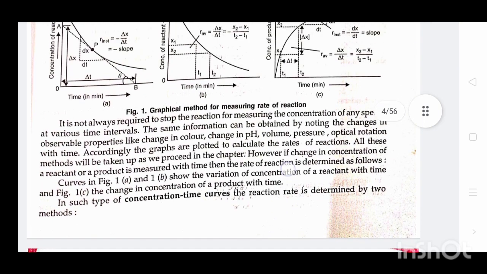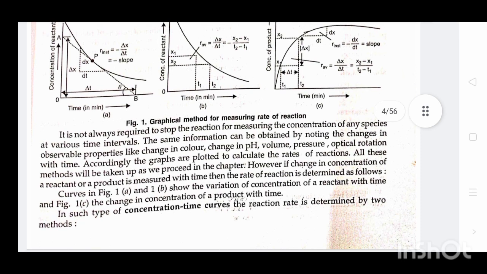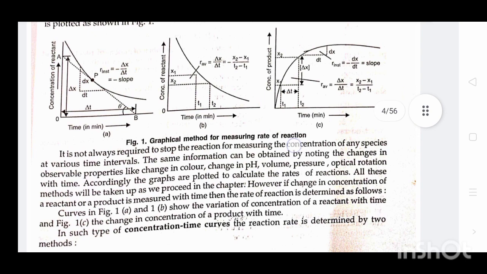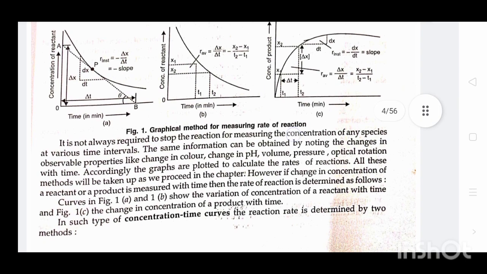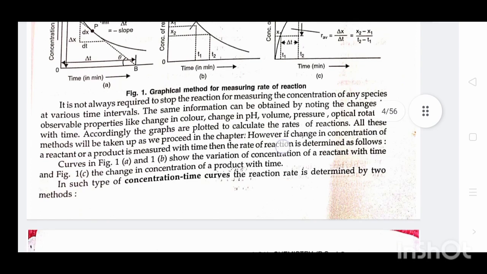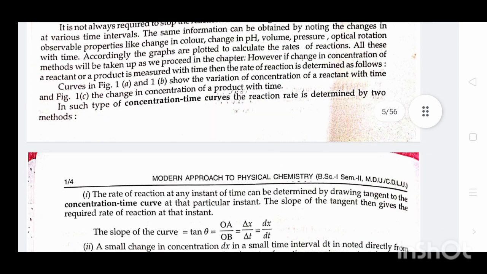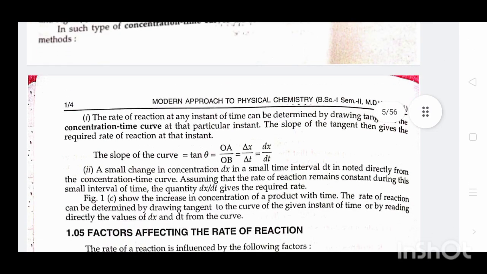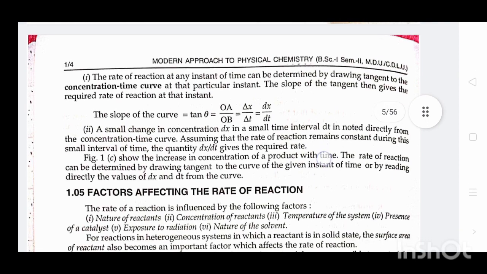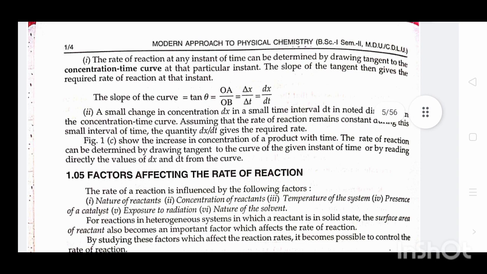Curves in figure 1A and figure 1B show the variation of concentration of reactant with time, and figure 1C shows the change in concentration of product with time. In such concentration-time curves, the reaction rate is determined by two methods. First, the rate of reaction at any instant of time can be determined by drawing a tangent to the concentration-time curve at that particular instant. The slope of the tangent then gives the required rate of reaction at that instant.